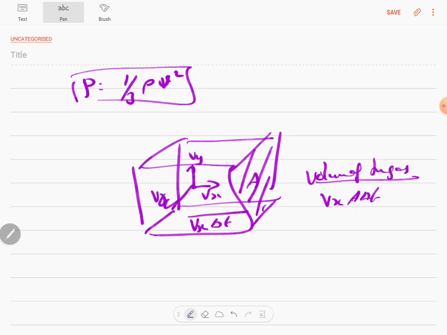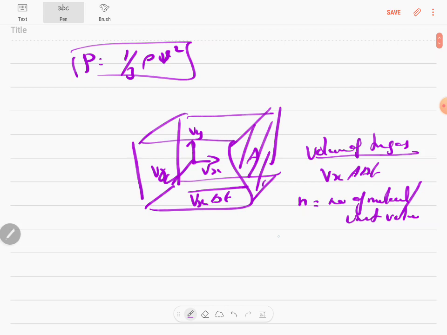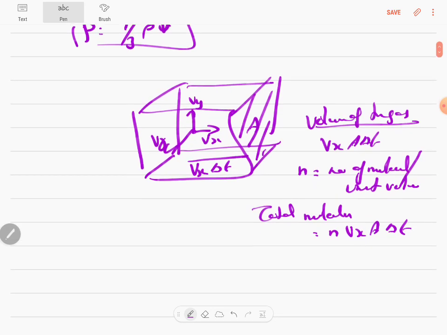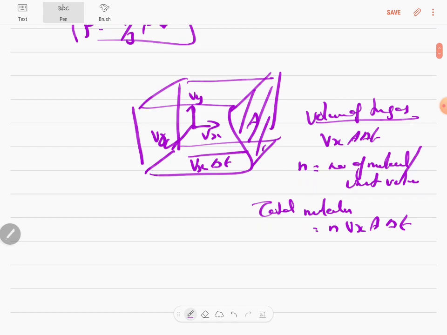Considering small n is the number of molecules per unit volume, you have to multiply it with the volume. Therefore, the total number of molecules will be n into Vx into A into delta t. But in kinetic theory, we're considering exactly half the molecules are striking the surface and half the molecules are moving away from the surface. The total number of molecules striking the surface is exactly half of it.